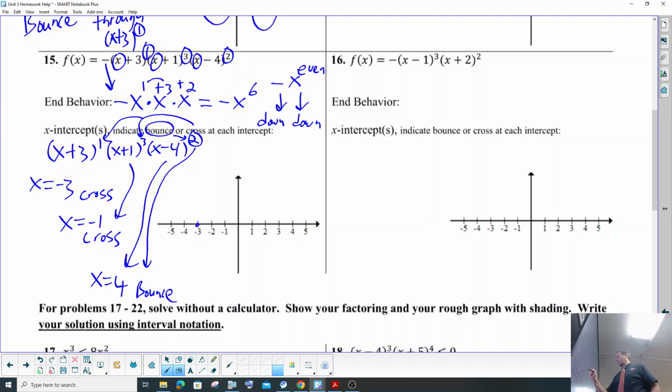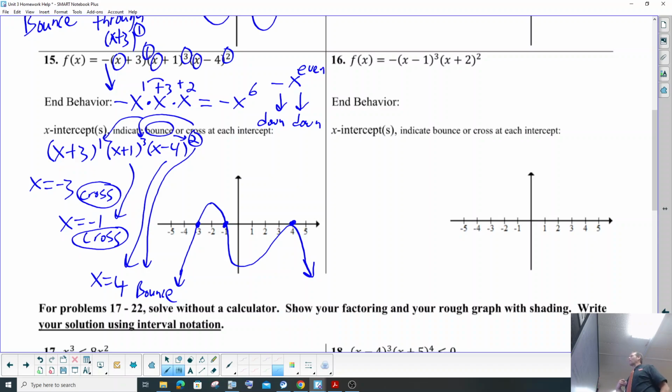Okay, so we have -3, we have -1, and we have a +4. And then our end behavior is down, down. So at -3, what are we going to do? We're going to cross through. Good. At -1, we're going to cross through as well. We get a y-intercept, I'll share with you what that is in a second. And then at 4, we're going to bounce. Whoa, we're going to bounce. And so that's our right graph.